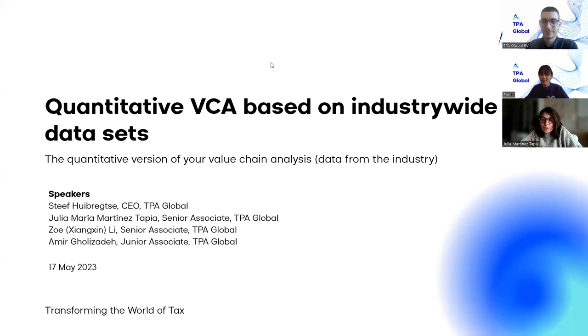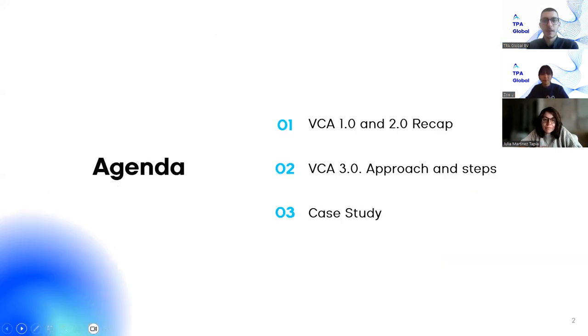If you can move to the following slide, please, Amir. That's the agenda for today. We will begin with an introduction, just to remind what we were talking about VCA 1.0 and VCA 2.0 in previous webinars. Then we will go for the VCA 3.0 approach, and we will talk about the steps of the analysis. And at the end, we will analyze a case study for VCA 3.0.